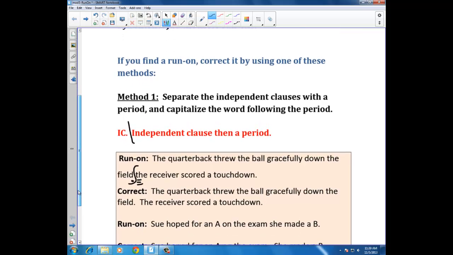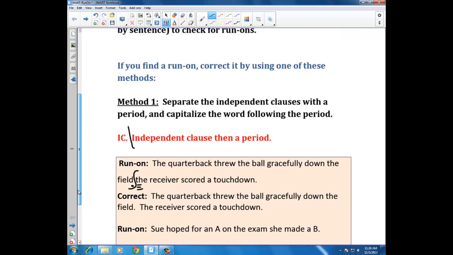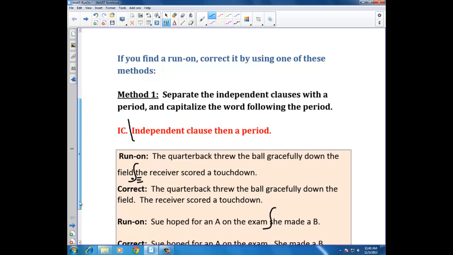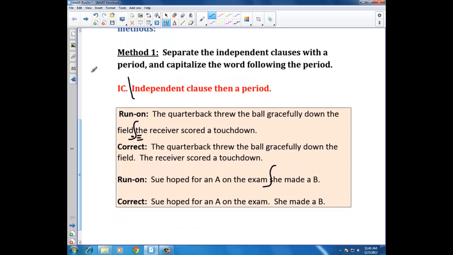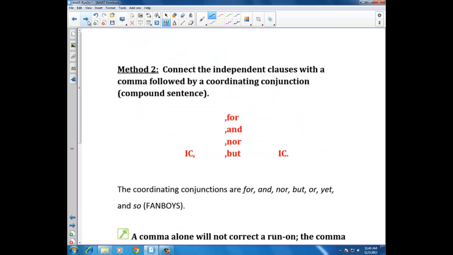Another example, Sue hoped for an A on the exam. She made a B. Sometimes it's very hard to catch run-ons when the independent clauses are short. But clearly we have two ideas. They're of equal importance. Her hope for the A and the fact that she made a B. To put these together, you can use a period. Sue hoped for an A on the exam. She made a B.